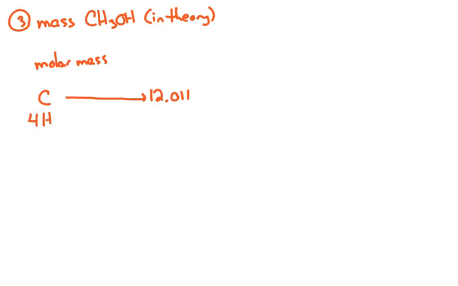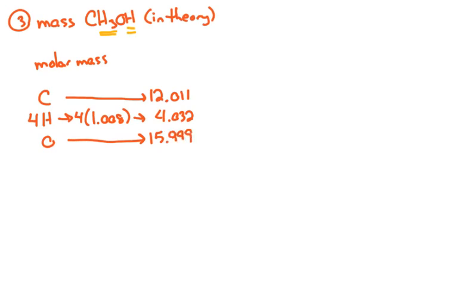We have 4 hydrogens, 3 here and a 4th one here, so we can just do that all at once. Each hydrogen, looking it up, weighs 1.008 grams per mole. That works out to 4.032. And we have an oxygen, only one of them. An oxygen weighs 15.999 grams per mole. Totaling that up gives us a molar mass of 32.042 grams per mole.